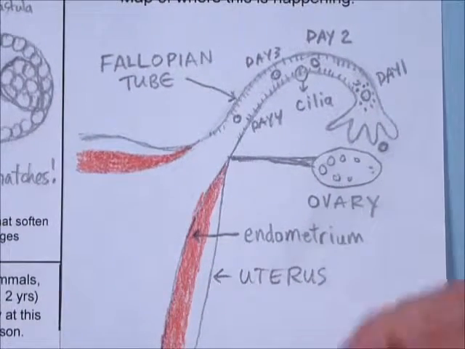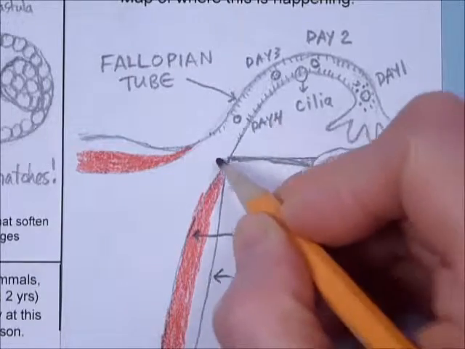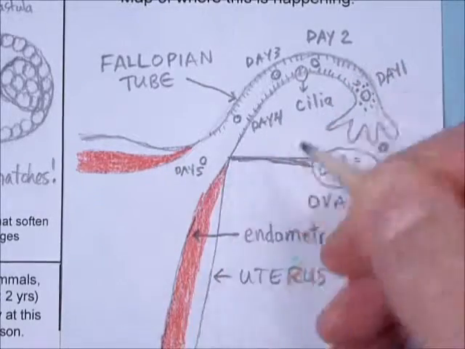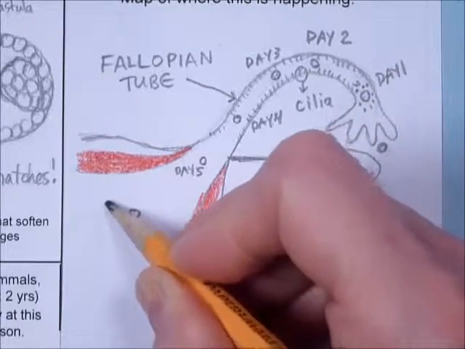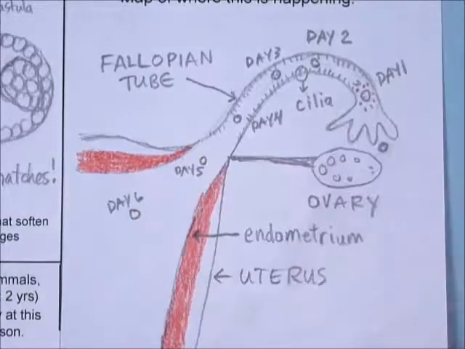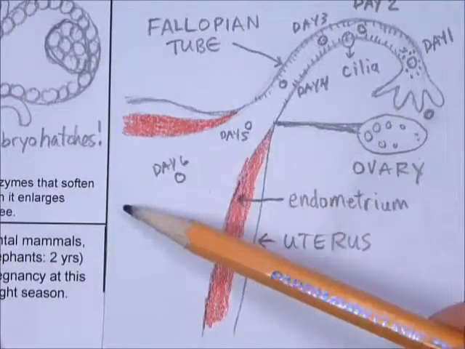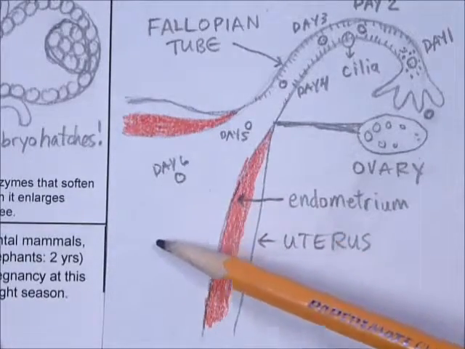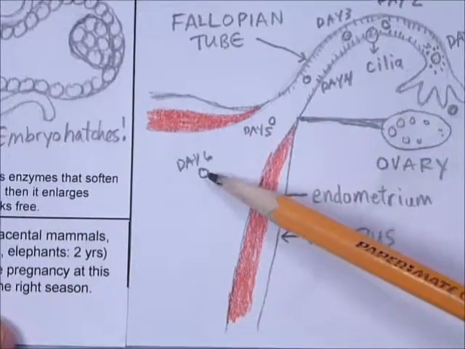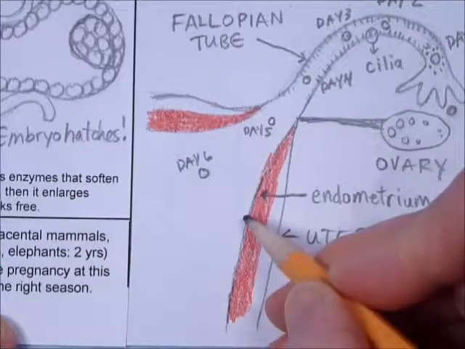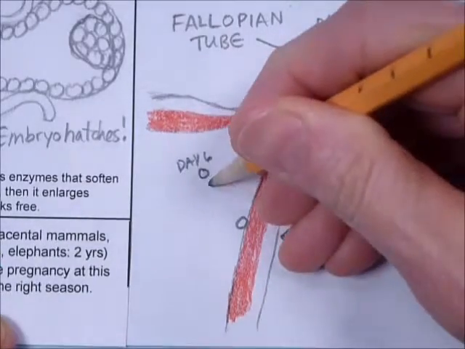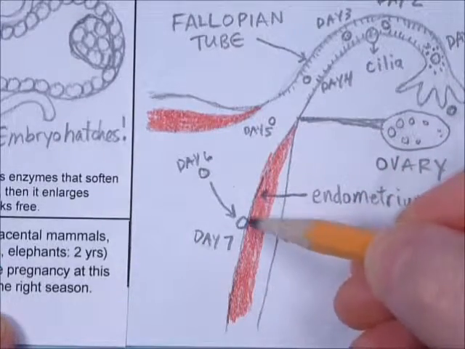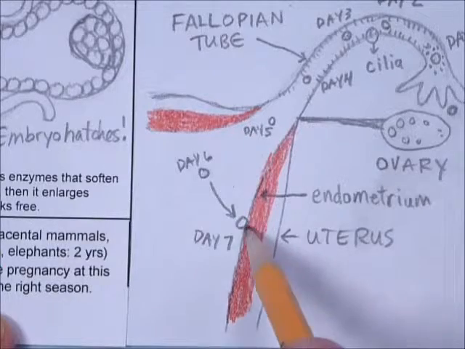Okay, so by day 4, we're here. Day 5, maybe somewhere down in here. Day 6 would find it floating around, and for a short time it can float around in here. Now, if it doesn't manage to stick to the side and it floats too long, it's going to get flushed out, and there just won't be a pregnancy. But what should happen here, for the embryo's sake, is that by day 7 it should bump into the side and stick right there. And that's what the next drawing is going to be about.